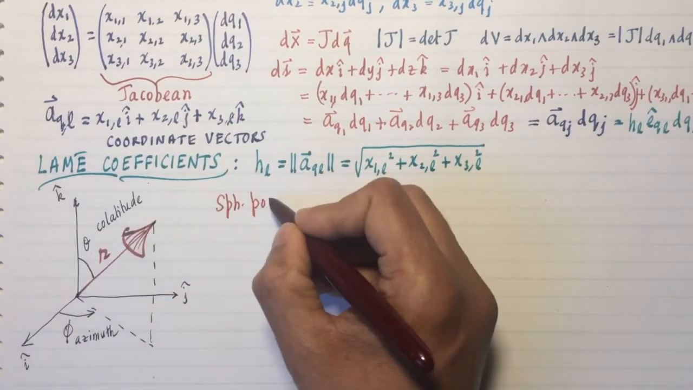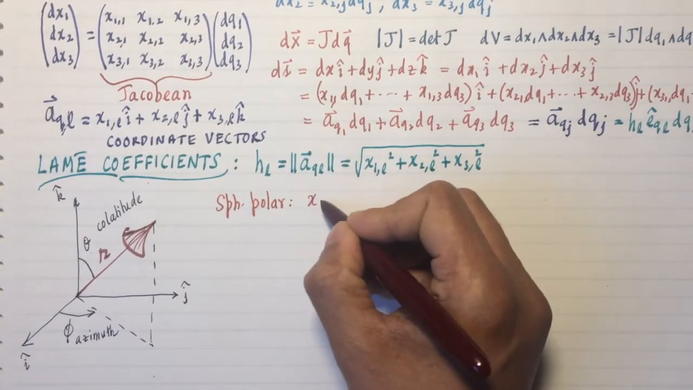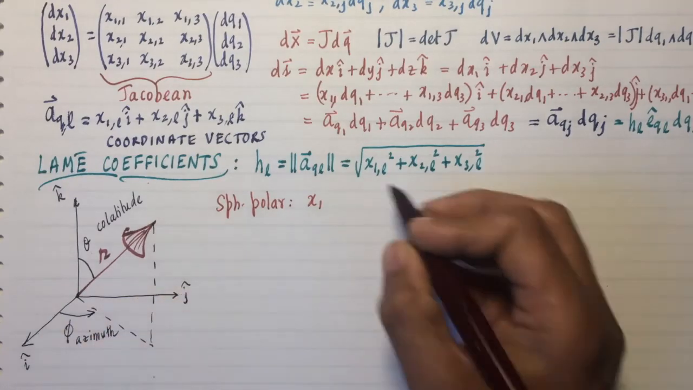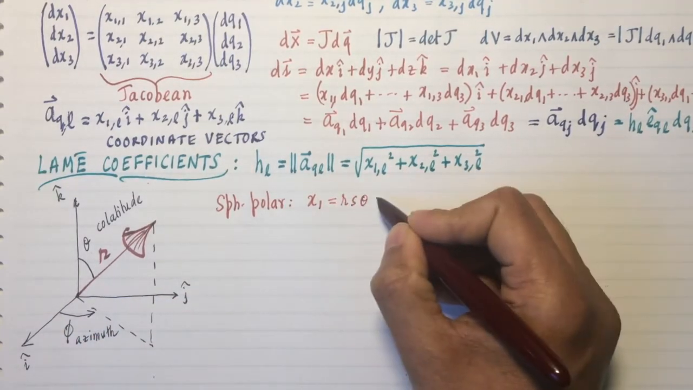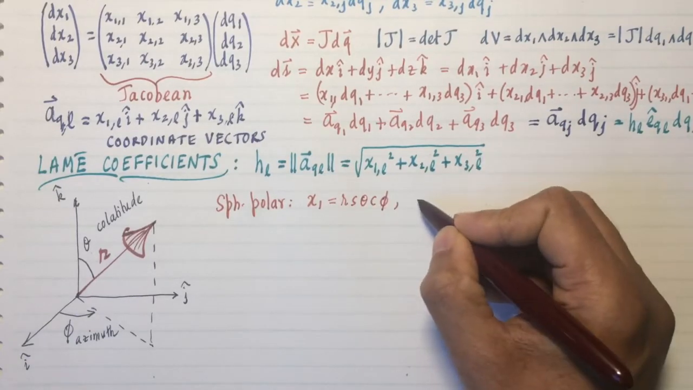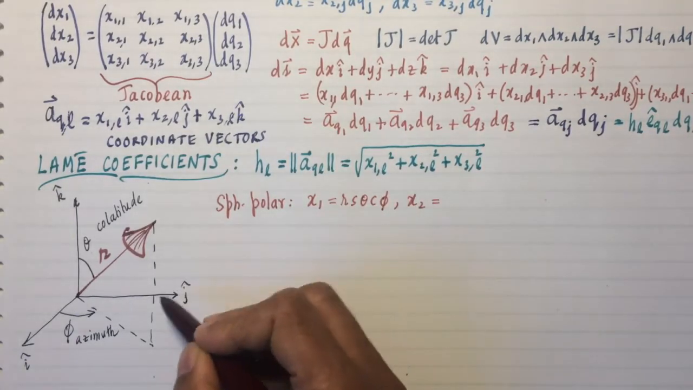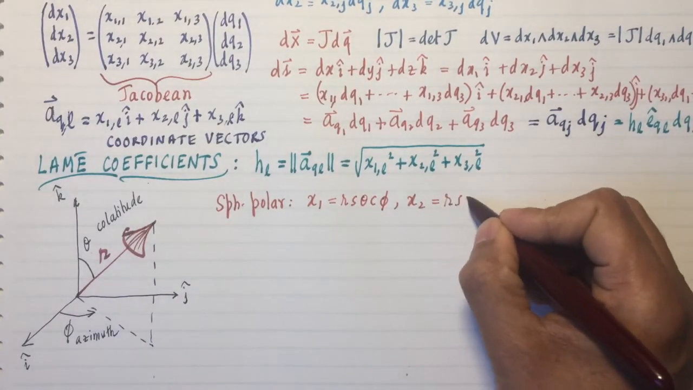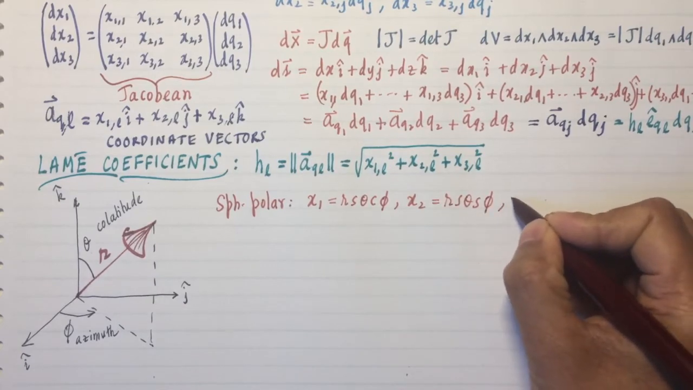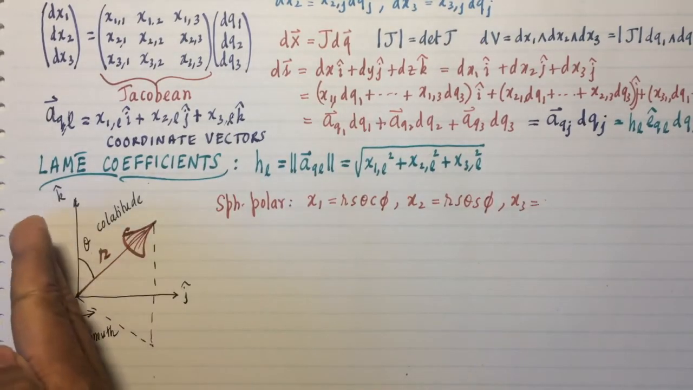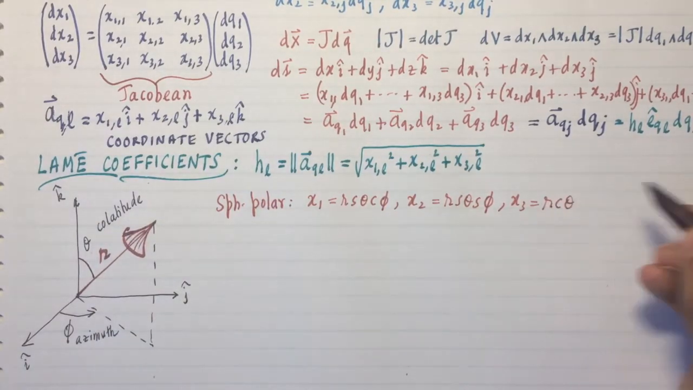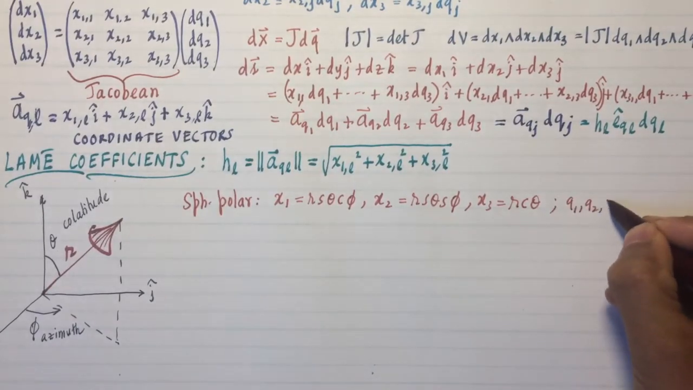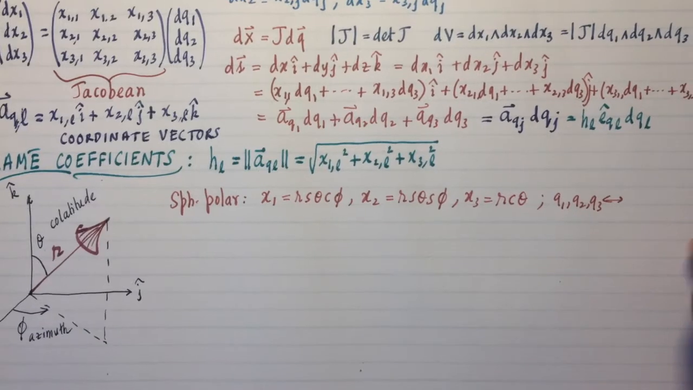So the spherical polar coordinate system is defined by the following system of equations. x1 is r sine theta cosine phi. And I'll write S for sine and C for cosine to save writing time. x2 is r sine theta sine phi. And x3 is r cosine theta. So in this scheme, our q1, q2, and q3 essentially become r, theta, and phi.